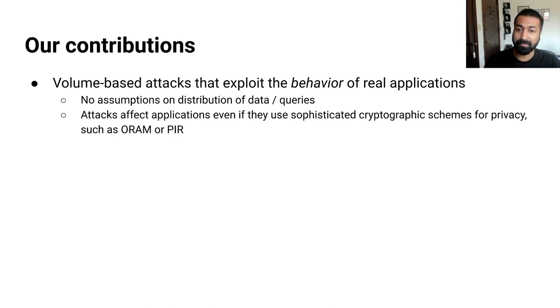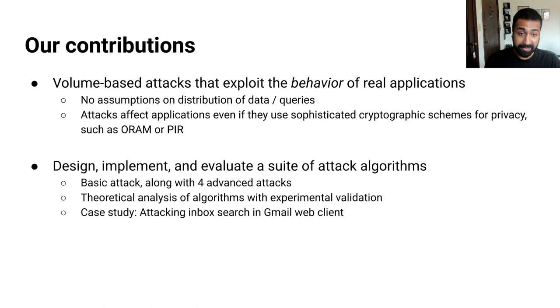And a point to note here more broadly about volume-based attacks is that they affect even sophisticated cryptographic schemes, such as ORAM or PIR, since these schemes typically reveal the volume of results, even if other sources of leakage, such as access patterns, are plugged. Next, we design a suite of attack algorithms, a basic attack followed by 4 advanced attacks, and demonstrate their feasibility by attacking the inbox search feature in the Gmail web client.